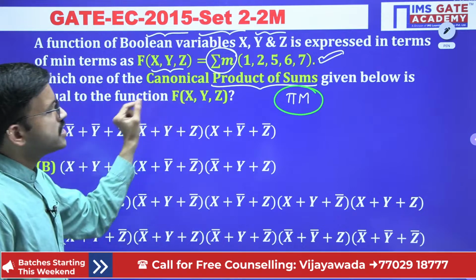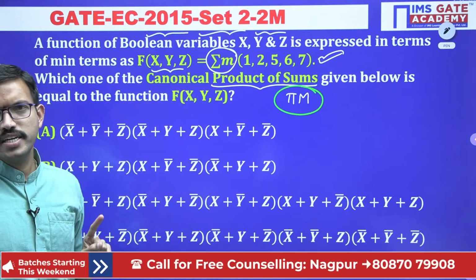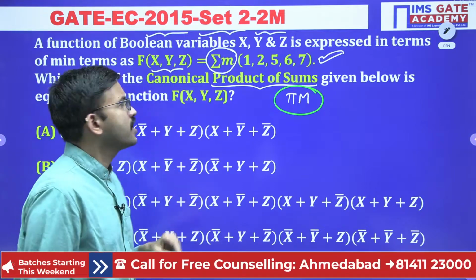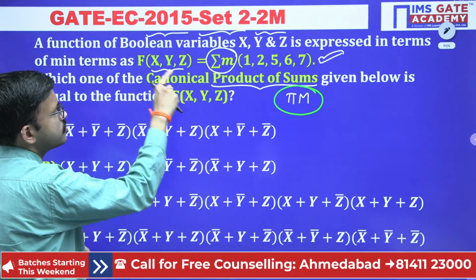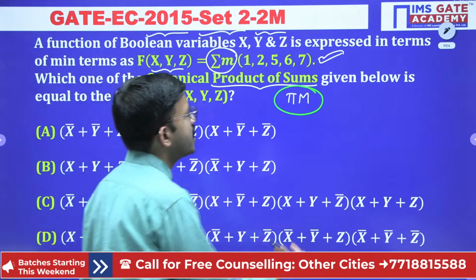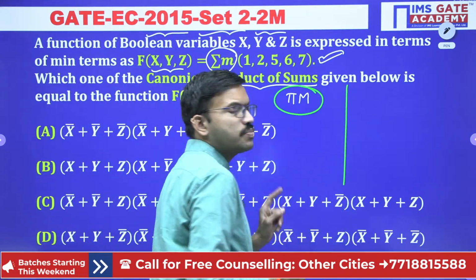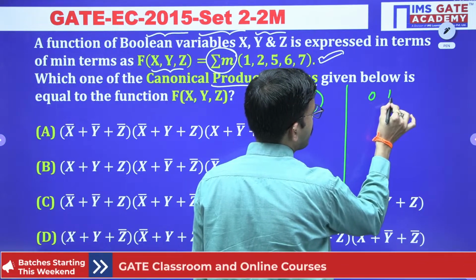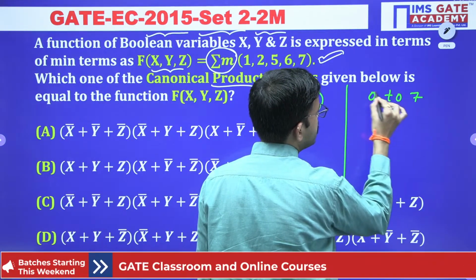Since this question is MCQ, obviously one option will be correct, right? So it is very easy. What is the first step? Here just observe the given variables. You are having three variables. So if you are having three variables, the corresponding decimal equivalent you will get is 0 to 7. This is the range you will get.